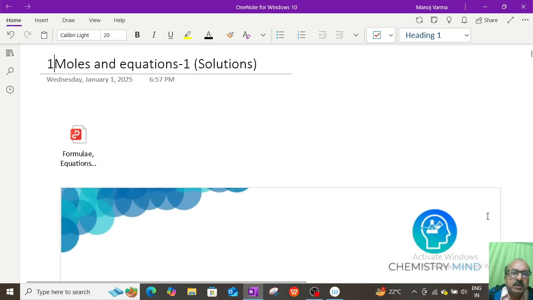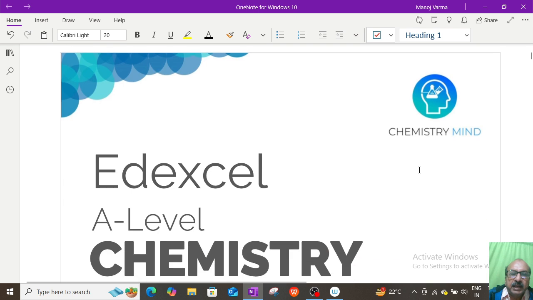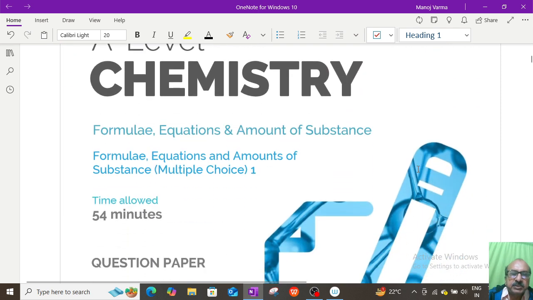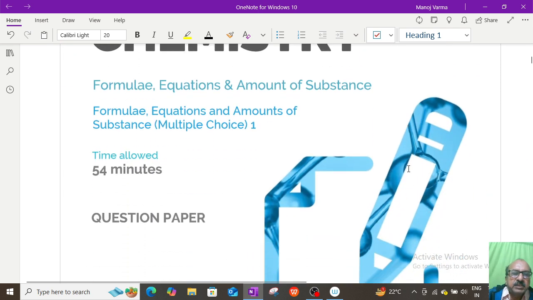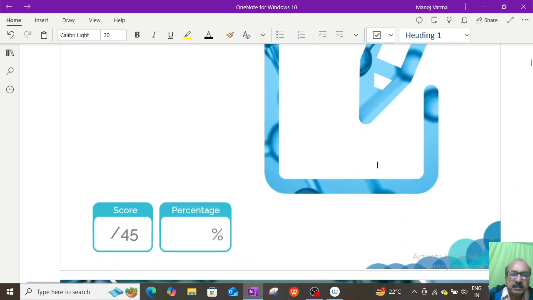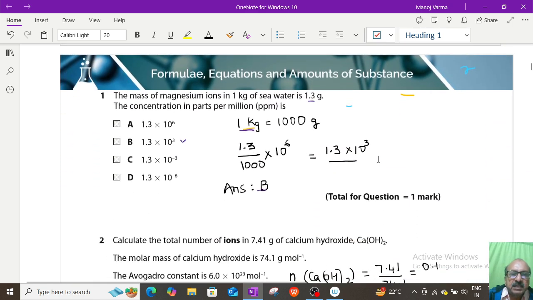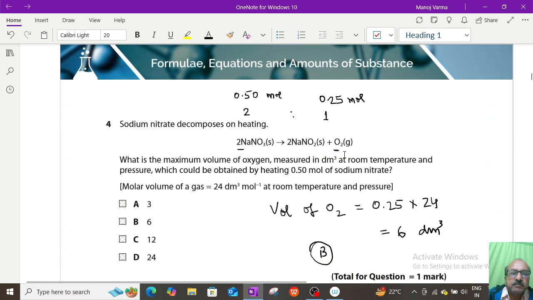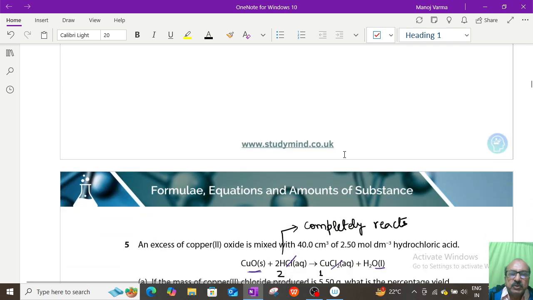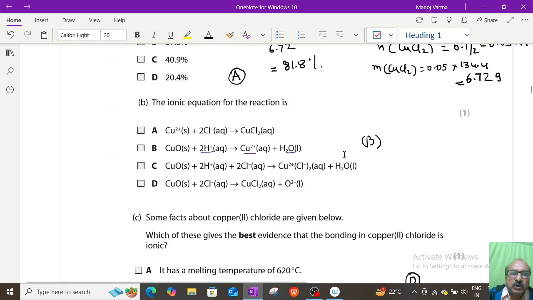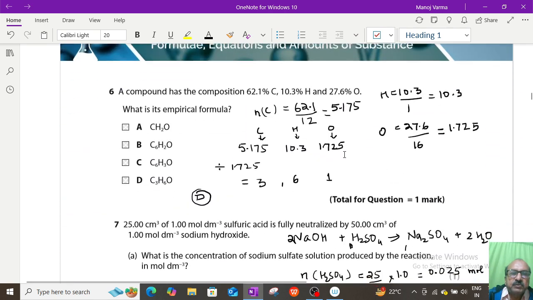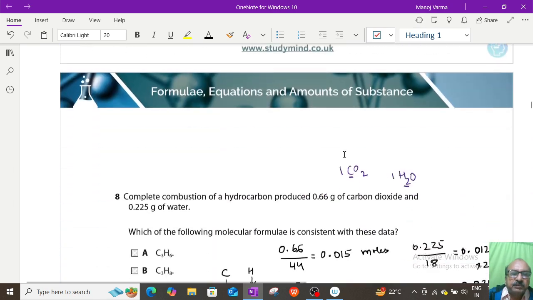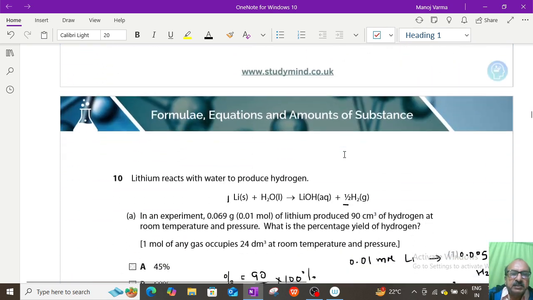Hello students, I'm back again with moles and equations, or formulae and equations and amounts of substances. This is the Pearson Edexcel AS level or Cambridge International AS level syllabus, and I have already made two videos on these numerical problems, and I have solved the first 20 numericals from this.